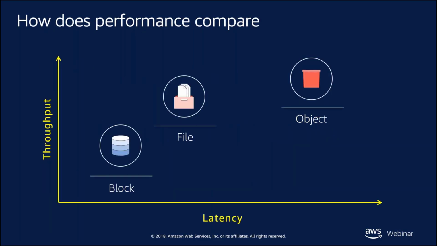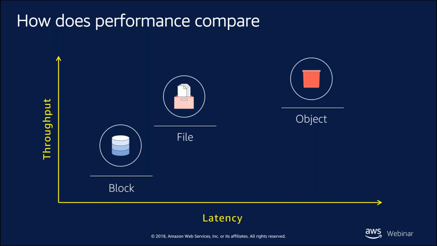So how do these three storage platforms compare in terms of throughput and latency? Here on the x-axis, we have latency, and on the y-axis, throughput. Block stores generally provide the lowest latency, but they really don't scale to the amounts of throughput achievable by file systems and object stores. Typically, these workloads require really low latency and relatively low amounts of throughput, maybe for database applications or boot volumes. And we typically see this only accessible from a single server at a time.